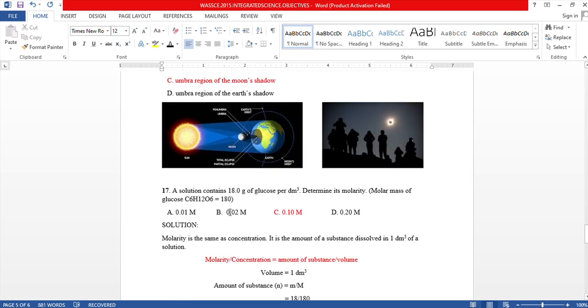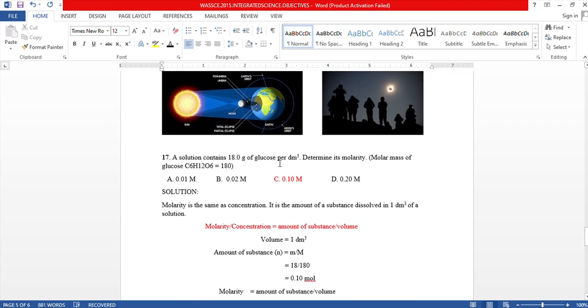Number 17, a solution contains 18 grams of glucose per dm cube. Determine its molarity, given that the molar mass is 180. Take note that molarity has to do with concentration. Molarity is another name for concentration, and the formula talks about the amount of substance dissolved in 1 dm cube of a solution.